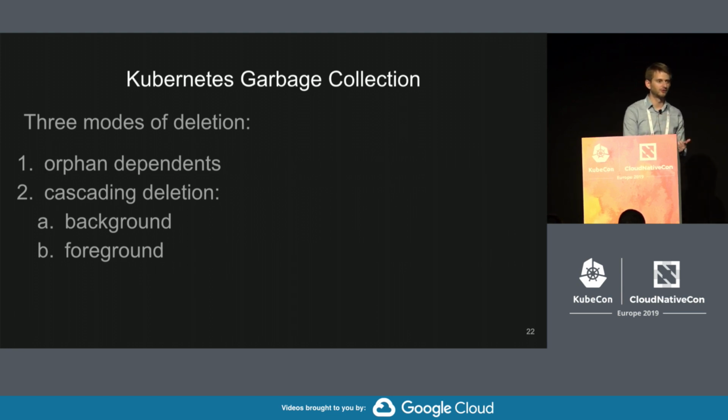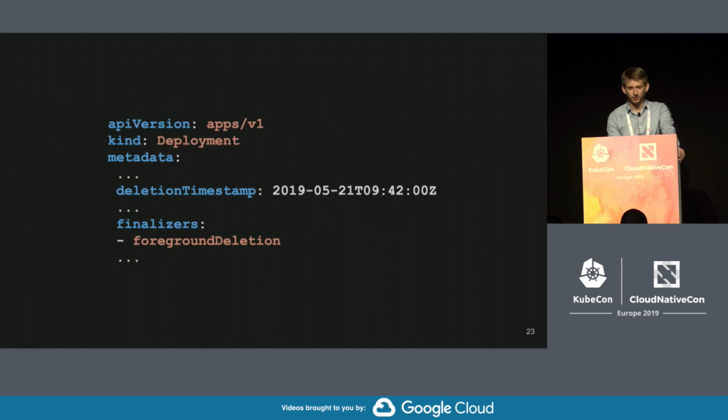And so that can be done in the background. So when you delete foo, it disappears right away, and the deployment is deleted just a few seconds later or immediately. It depends how fast your cluster runs. Or in the foreground. So how does that work? It uses finalizers.